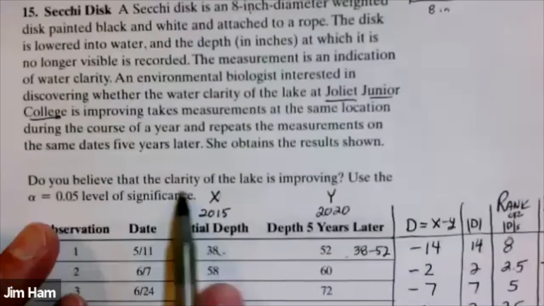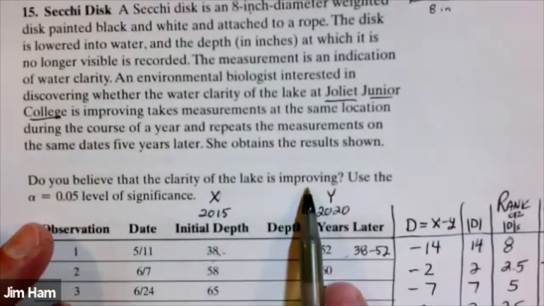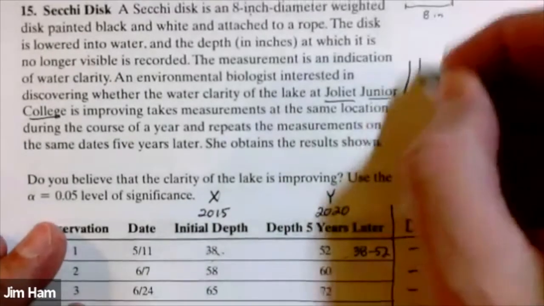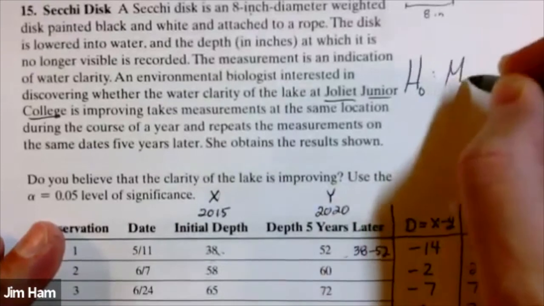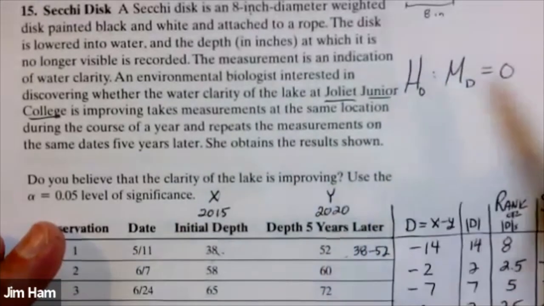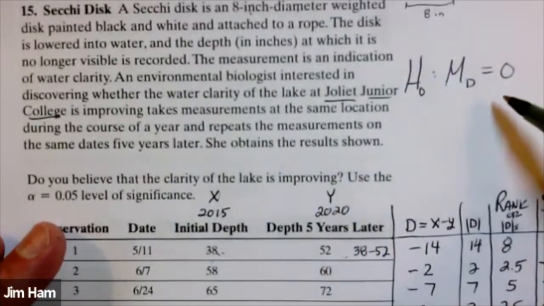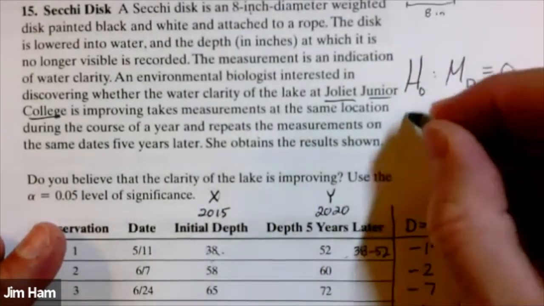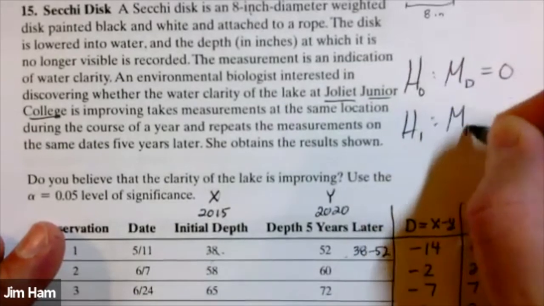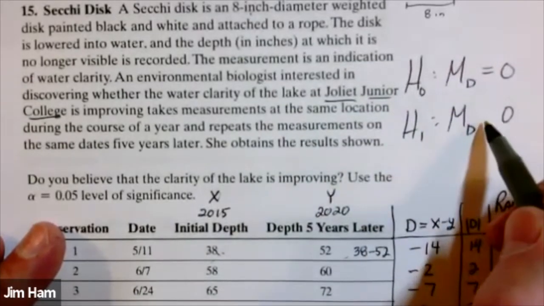Do you believe that the clarity of the lake is improving? It's getting clearer. You can see that disk as it goes deeper into the water. So the null hypothesis is that the median of the differences is equal to 0. By the way, in this section, the null hypothesis is always this. The only way it differs is in this sign here in the middle.